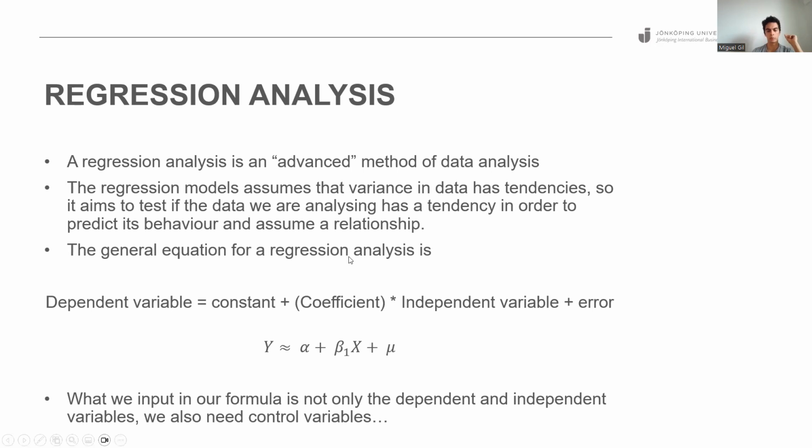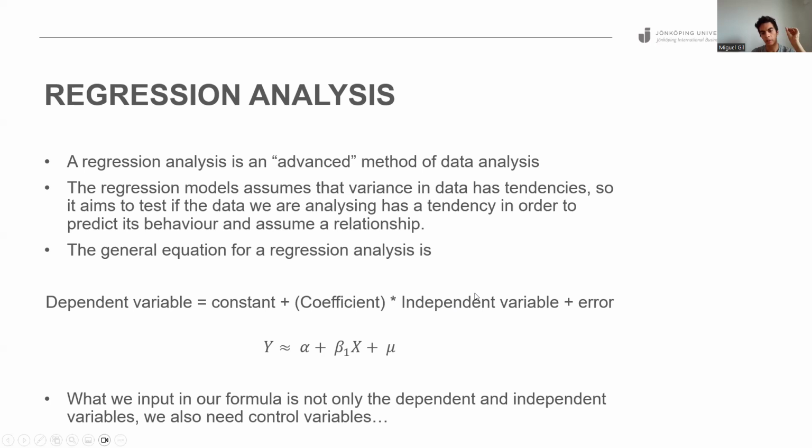If you Google regression analysis, you will probably find an equation that is a bit strange to understand, but in reality it's very simple. We have a dependent variable, which in our case is happiness. In this example, student happiness. Student happiness equals a constant, because students in general will have a certain level of happiness no matter what. So it's always constant. That's why we call it constant.